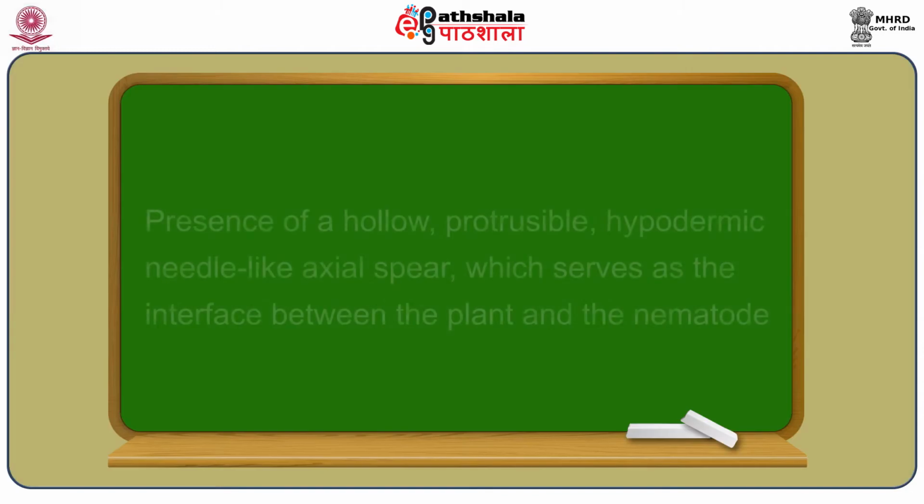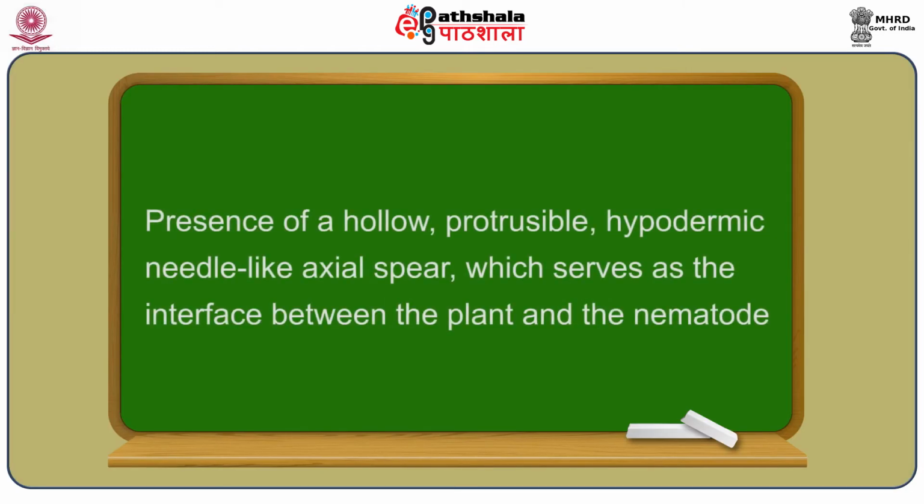Evolutionary adaptation to plant parasitism led to some striking morphological changes. Because of this, plant parasitic nematodes show huge biodiversity. Almost all plant parasitic nematodes possess a hollow, protrusible, hypodermic needle-like axial spear, which serves as the interface between the plant and the nematode. Now, what are the adaptations to plant parasitism?